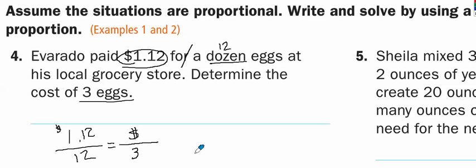Okay? Now, again, I'm going to look at my scale factors. If you want to do cross products with a calculator, that's fine. But I noticed something right away. I notice if I go from 12 to 3, I can just divide by 4. 12 divided by 4 gives me 3. So then it makes logical sense that I could take $1.12 and divide it by 4 and get my answer. So over here on the side, I'm going to take $1.12 and I'm going to divide it by 4.